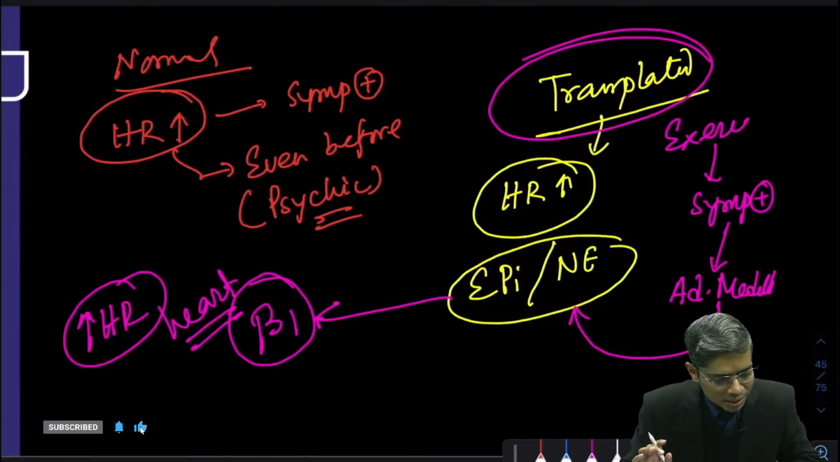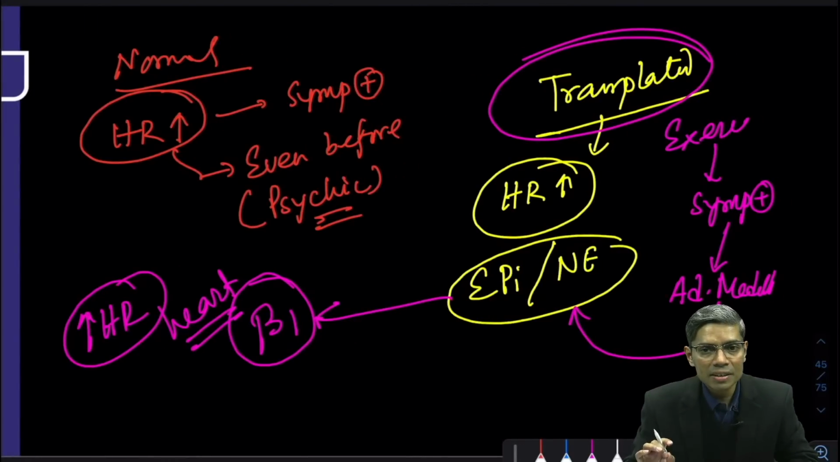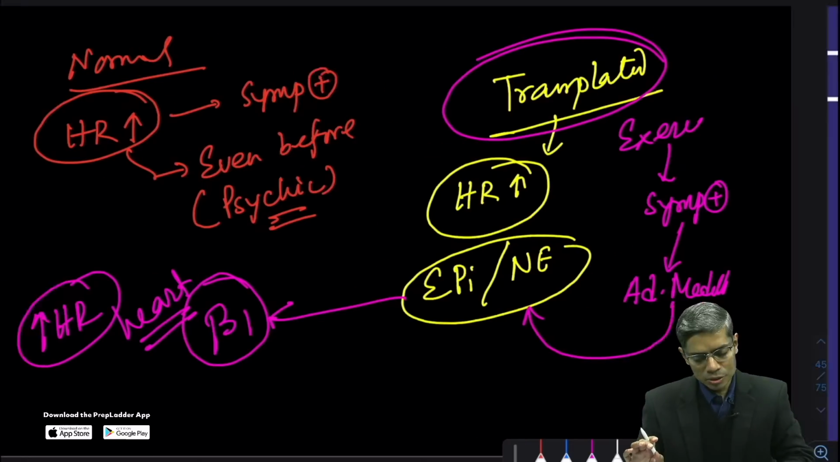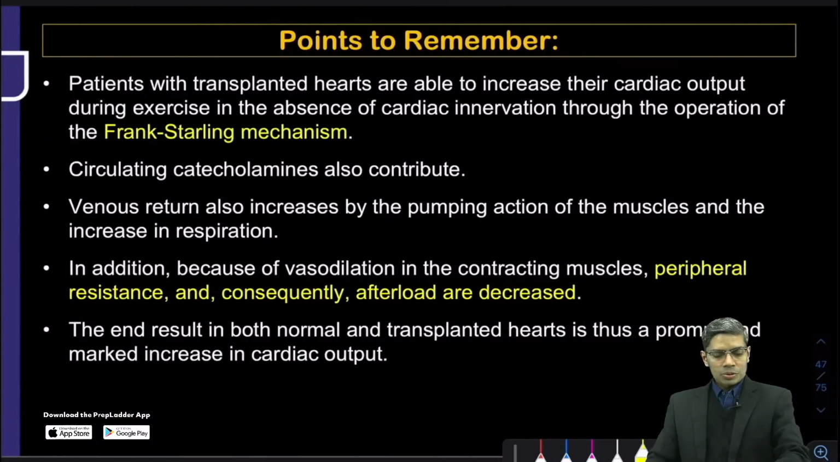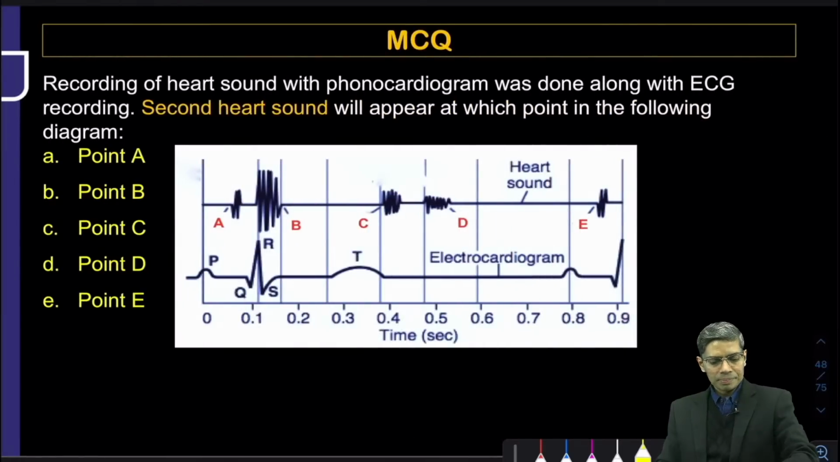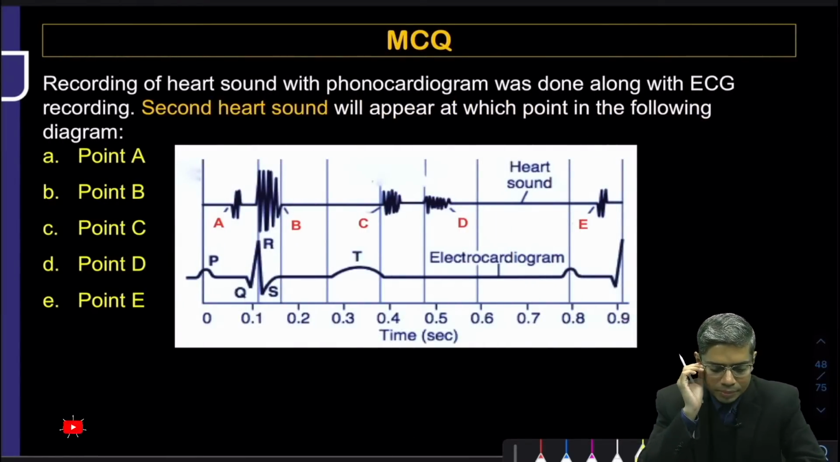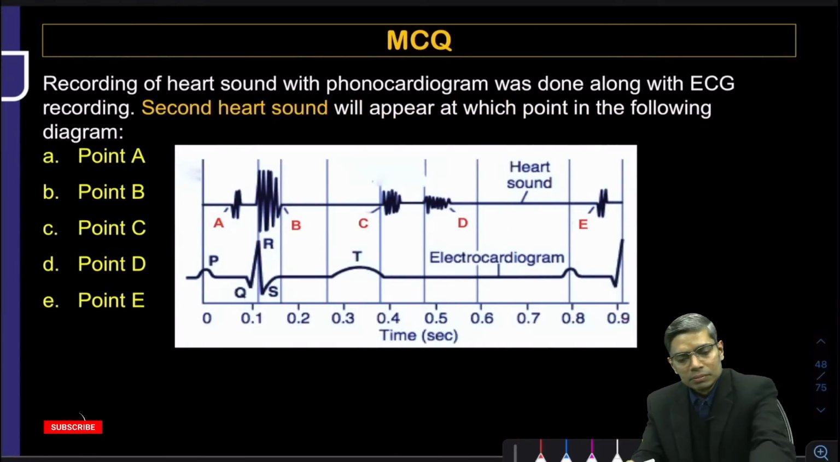So please remember that sympathetic re-innervation is not possible, but it is the catecholamines which increase the heart rate slowly. Okay, chalo. This point we have already discussed, that what happens in case of a transplanted heart. You can read it later on also. Okay. Now look at here. Next question.